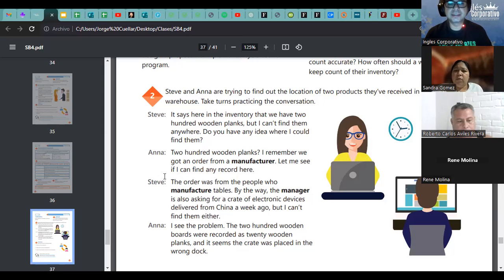Okay, let's practice then. So let's start with René Molina and Sandra Gomez. Let's see how it goes. Okay, I start. It says here in the inventory that we have 200 wooden planks, but I can't find them anywhere. Do you have any idea where I could find them?